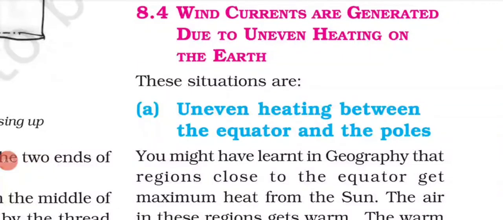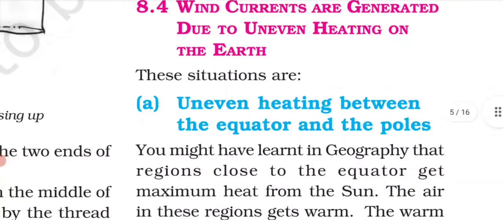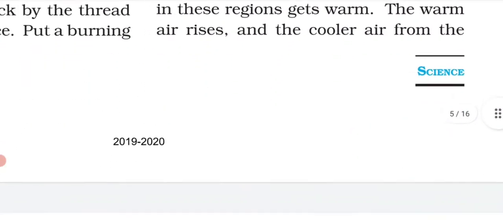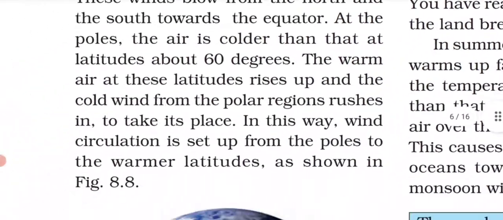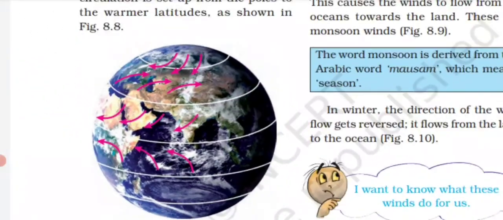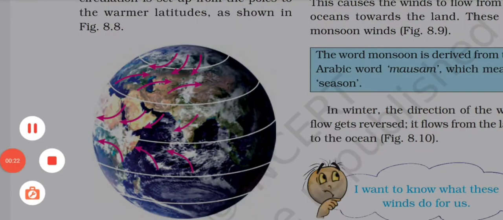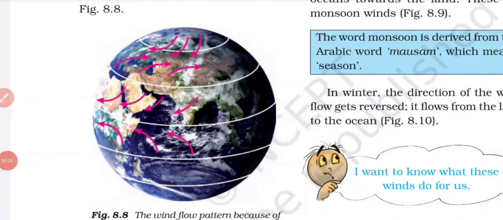Hello everyone, in this video we will learn about how wind currents are generated due to uneven heating on the earth. So these situations are, first is uneven heating between the equator and the poles, that means the complete earth. In our geography we learn about the latitudes and the longitudes. Now in this diagram we can easily understand how the wind currents are generated.